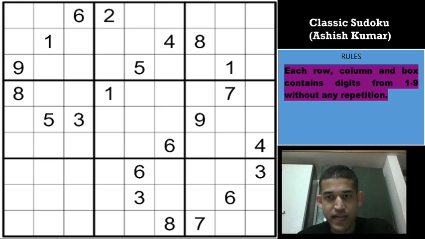So the rules are those of a standard classic Sudoku. Each row, each column and each 3x3 box will contain the digits from 1 to 9 without any repetitions. As you can see, the Sudoku has a really beautiful theme to look at, right? It's kind of like a rope. Starting from here, it is going in a wavy form, and this 4x4 area is completely empty. So it is very difficult to force a unique solution in a Sudoku with a design like this. Having said that, let us start solving the Sudoku.